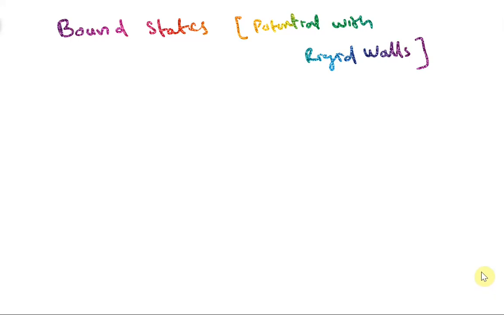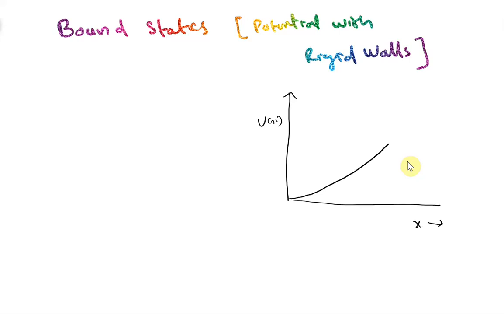Okay, so now let's discuss the bound states when we have a potential with rigid walls. Let's draw the potential of this form. So this is my V of x. We'll take the potential something like this. It's a slowly varying potential again, and this is a point I call x2. It's one turning point. Another turning point is here, x1.